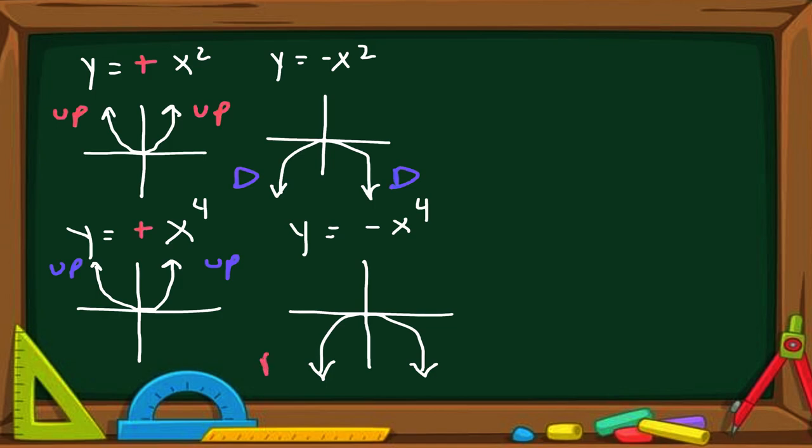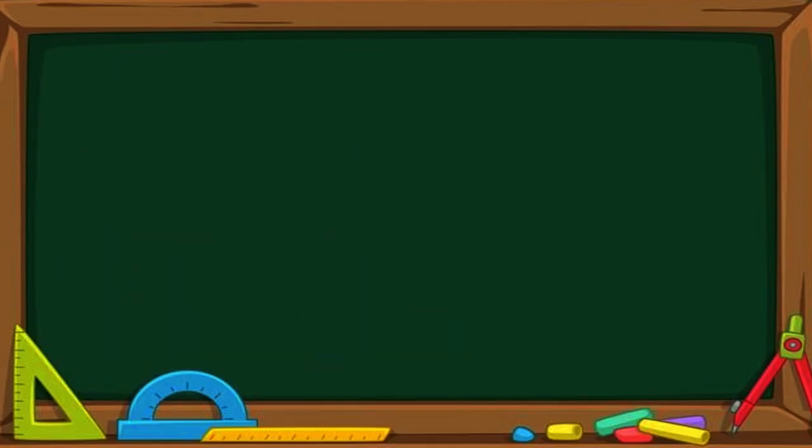So anytime you have an even exponent, it's either up, up, or down, down. The difference is based on the sign of the leading coefficient. If it's negative, it's down, down. But if the leading coefficient is positive, it's going to be up, up.